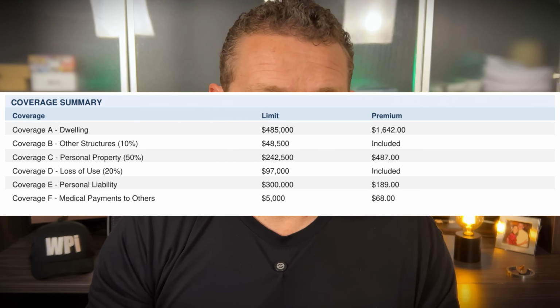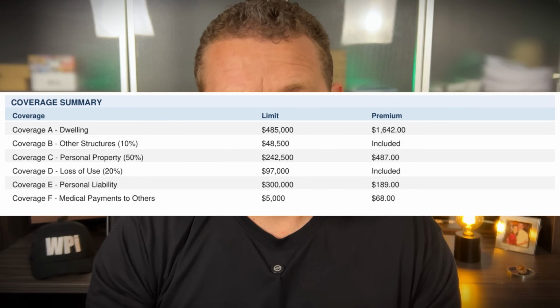It's usually a percentage of coverage A as well. Coverage E is personal liability. If someone claims you caused bodily injury or property damage, that is the coverage that responds, whether the incident happens at your home or in many cases away from your home. A guest trips on your porch steps, your dog bites a neighbor, a kid gets hurt on your trampoline.